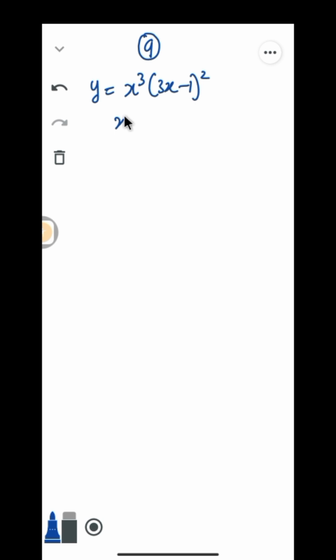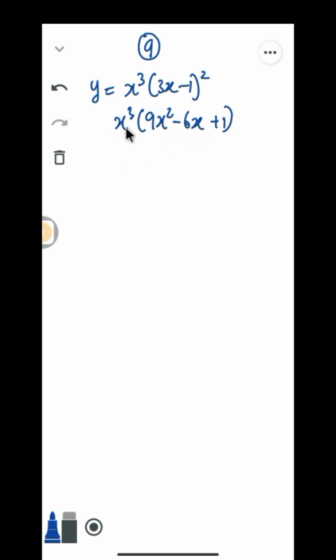I should have x cubed into, let me expand this one first, 3x. So to expand this, I say 3x all squared should give me 9x squared, because 3 squared is 9 and x squared is x squared, minus 3x times 1 is 3x times 2 is 6x. Okay, then I have negative 1 all squared should give me what? Plus 1, right?